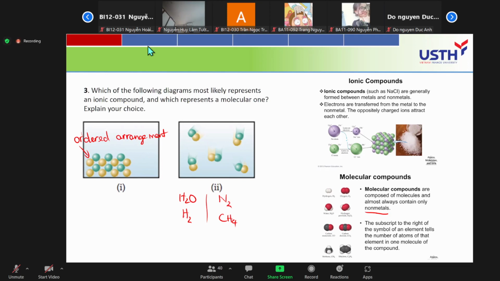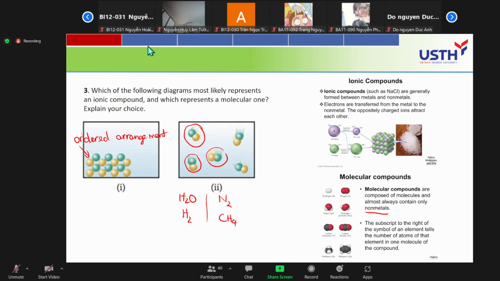So by that way, the molecular compound will not have a very strong interaction to make an ordered arrangement like the ionic compound. So you will see the different molecules of the molecular compound sometimes can go free like this, especially in the case of gases.